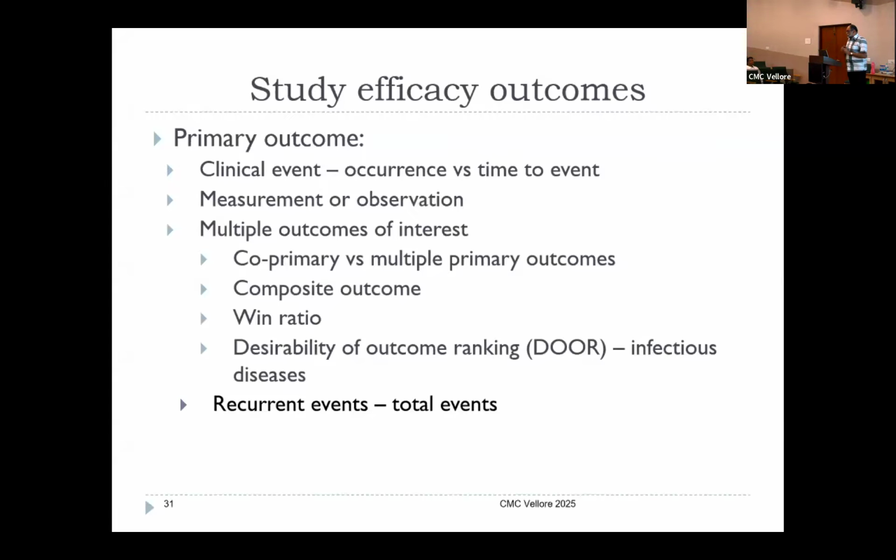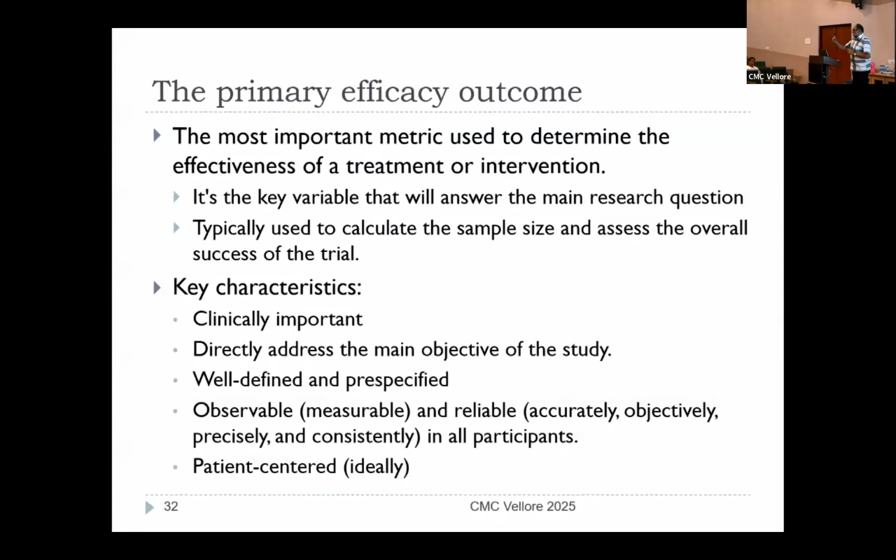Okay, so let's start off. The primary efficacy outcome is the most important metric. It's the one that you choose to determine the effectiveness of the treatment. It's that key variable. It's the one that answers your research question, but it's also used to calculate your sample size. And so that's very important. You have to choose it. How do you choose it? Well, it should be clinically important, clinically relevant. You're not going to choose something just because it gives you the smallest sample size. If it's not clinically important, then it's not important enough to be chosen as the primary.